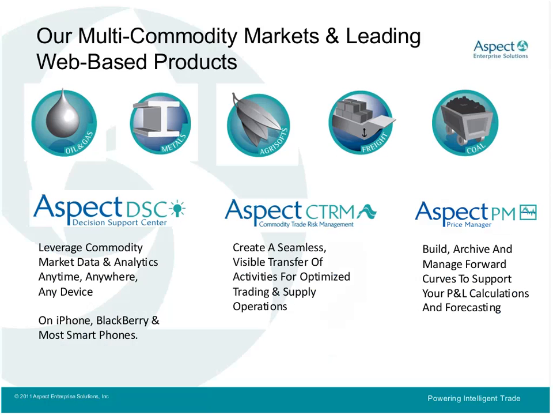Here you'll see our 3 product lines and also the industries we serve. So we're in the oil and gas space, metals, agriculture, and softs, such as wheat and coffee. We have this information in our Aspect DSC product. Freight, coal. These are our key markets where we deliver solutions today.